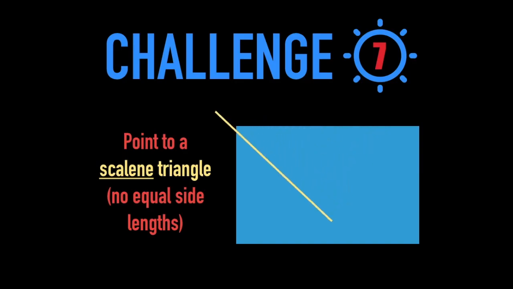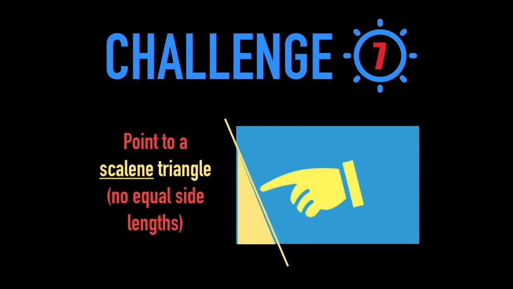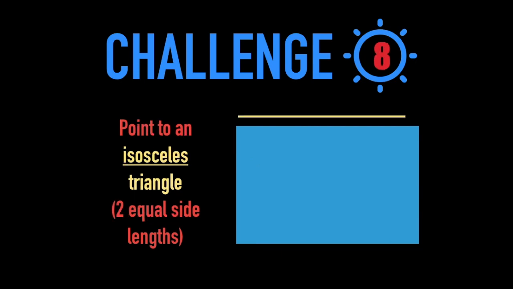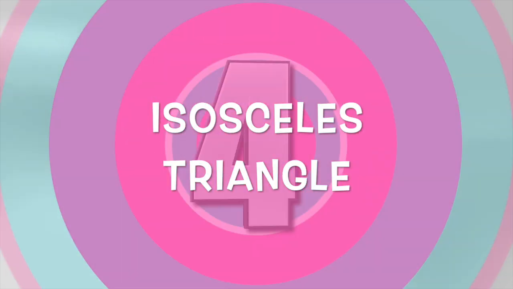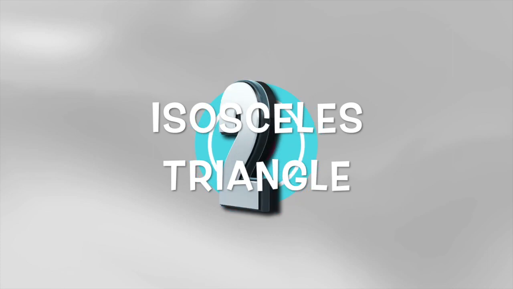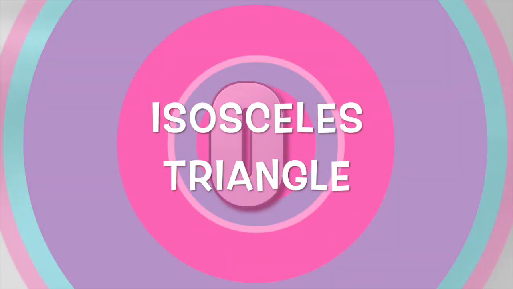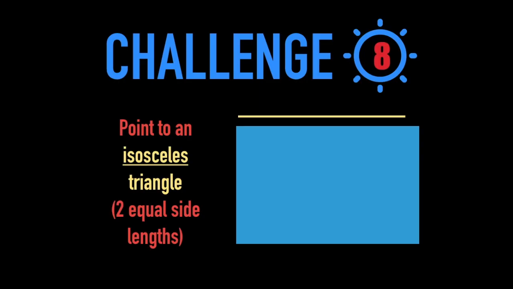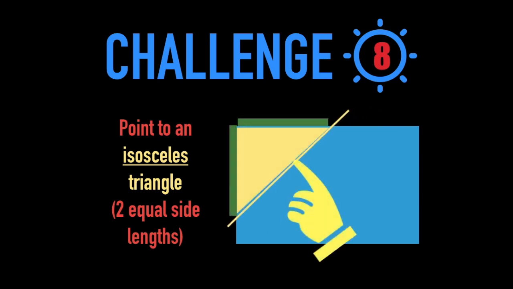One example of a scalene triangle. It has a small, a medium, and a long side. Challenge 8 asks you to create a triangle where 2 of the sides are exactly the same length. If you think about cutting a square diagonally, you'll see that 2 of the sides are exactly the same length as shown by these green lines.